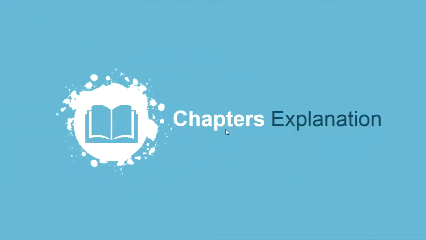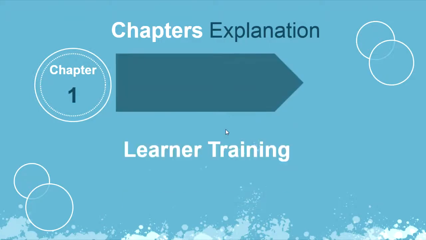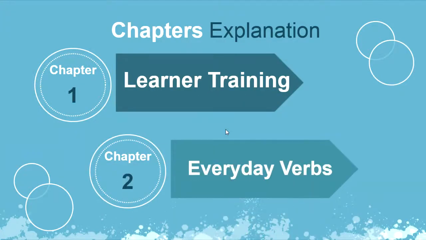Okay, chapters explanation. I will explain this book chapter by chapter, from chapter 1 until chapter 9. In chapter 1, learner training. This is the most important chapter, I think, because it explains the terms that we must understand when we learn the English language, like what is a verb, what is an example of a verb, what is an adverb, what is an adjective, and their examples.